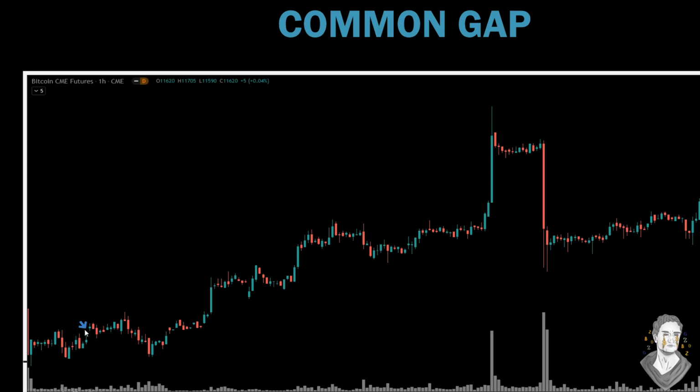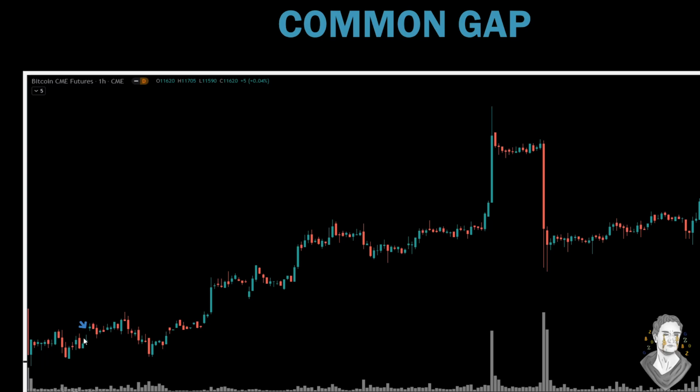What is a common gap? So we're seeing a common gap right here. It's just simply a gap within the price action. Now, we could go through traditional markets. As you guys know, I am into traditional markets as well. We have channels for it on the Discord, but we want to stay focused on Bitcoin because that's what we started on.